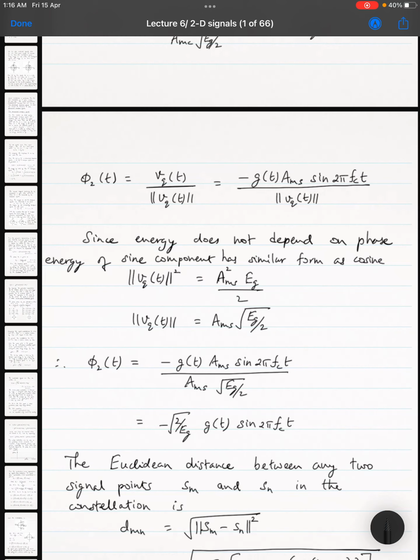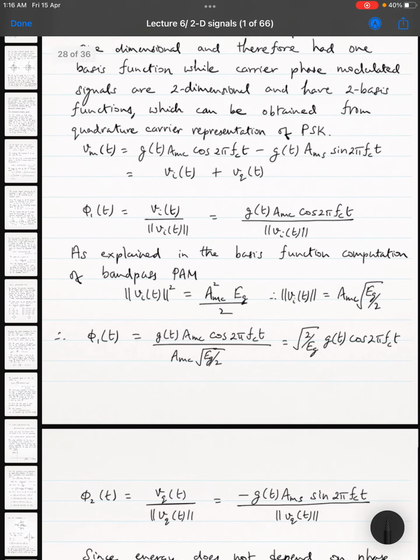Again, when you calculate the norm for the quadrature component, we calculate first its energy and then take the square root of the energy to get the norm. And again, we don't really have to calculate this because between the in-phase component and the quadrature component, the only change is the angle between them. So if we change the angle, the energy should not necessarily change, right? So a phase shift will not alter the energy. So the energy for the quadrature component is going to be the same as the energy of the in-phase component.